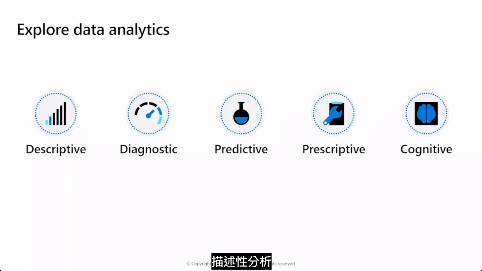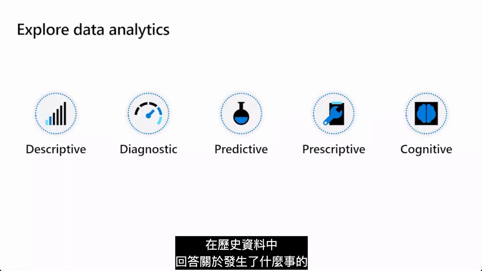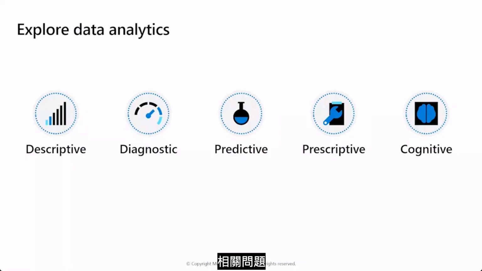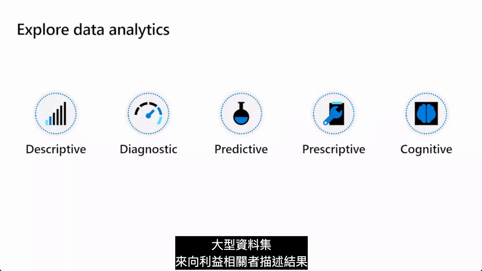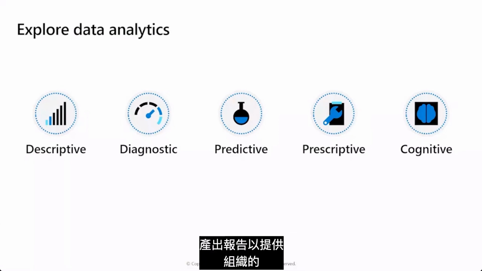Descriptive analytics is all about asking and answering questions like, what is happening in my business? So descriptive analytics helps you answer questions about what has happened based on historical data. It uses techniques to summarize large data sets to describe outcomes to stakeholders. Examples of descriptive analytics include generating reports to provide a view of an organization's sales and financial data.